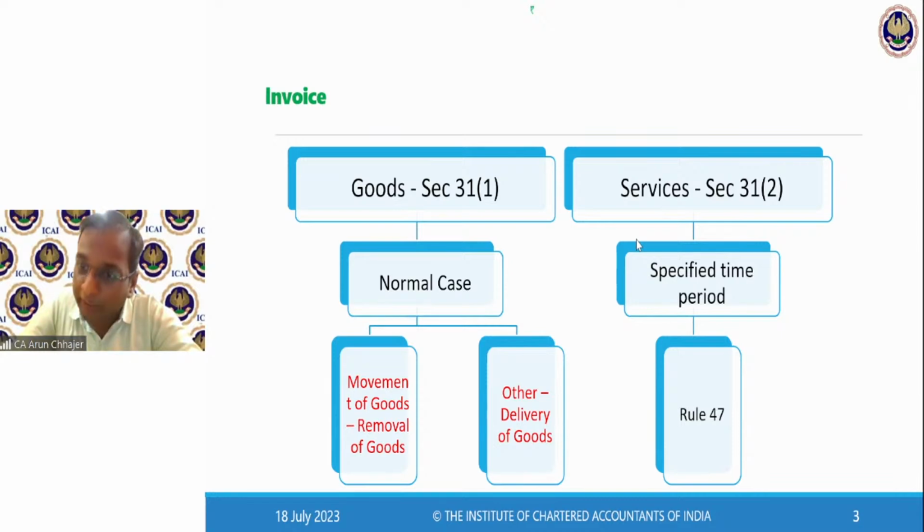In case there is a movement of the goods, the last date to issue the tax invoice will be the date of removal of the goods. And in case no movement was caused, then the last date would be the delivery of the goods. Now, similarly, what is the last date to issue the tax invoice for supply of service?